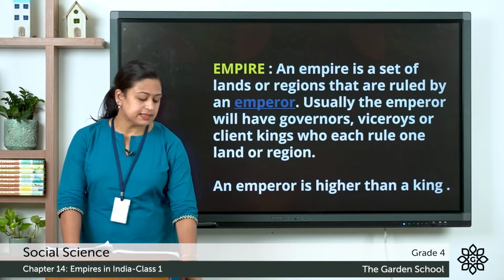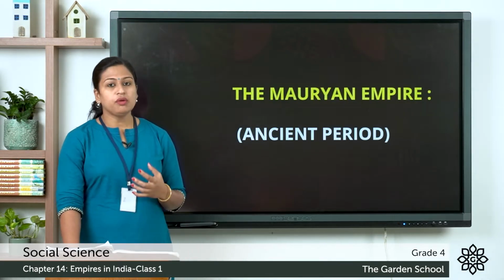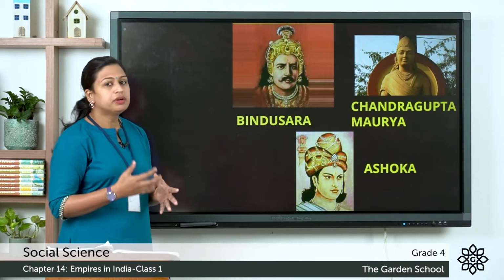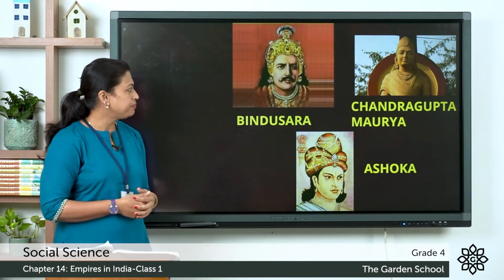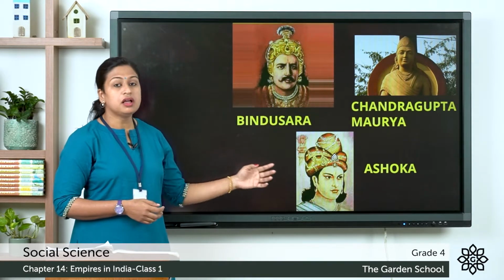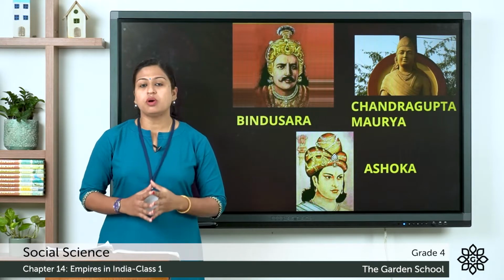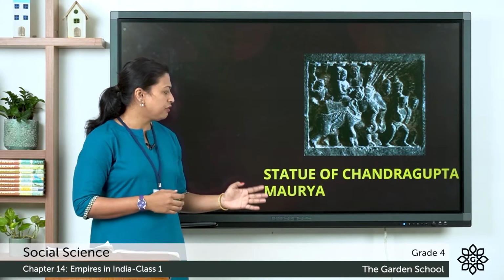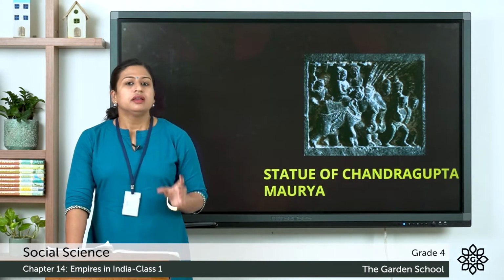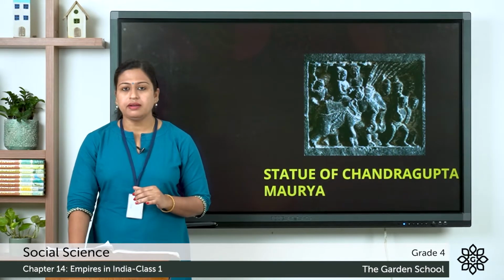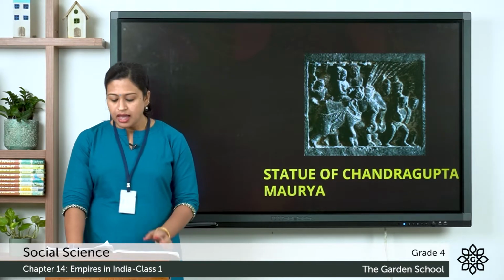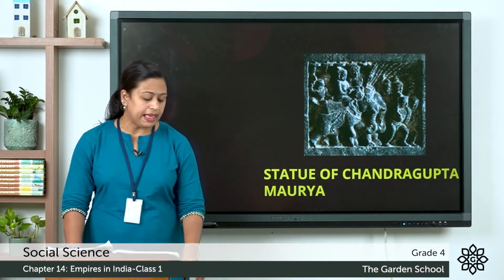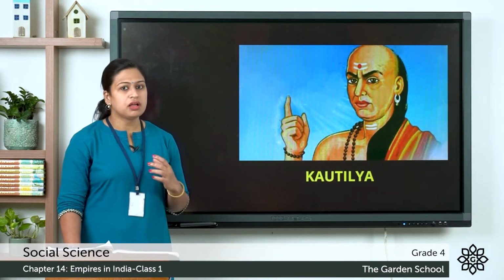Now, first we will discuss the Mauryan Empire, and they were powerful during the ancient period. Here you can see a few of the greatest emperors of the Mauryan Empire: Chandragupta Maurya, Bindusara, Ashoka, and among them Ashoka was the greatest emperor of the Mauryan Empire. This is the statue of Chandragupta Maurya, and he was the founder of the Mauryan Empire, that is, he was the first king, and he established his rule over almost the whole of North India with the help of his advisor, and his name was Kautilya.